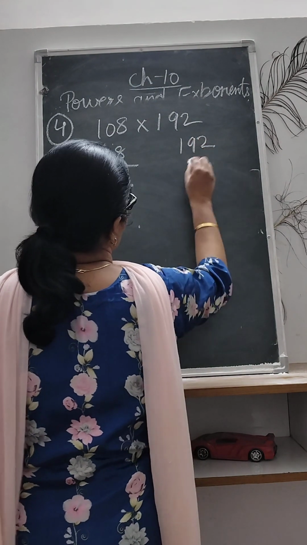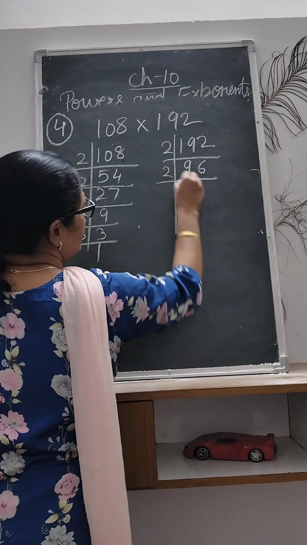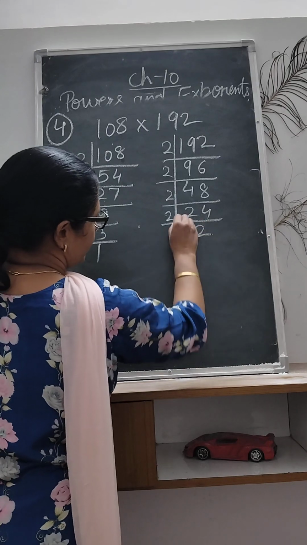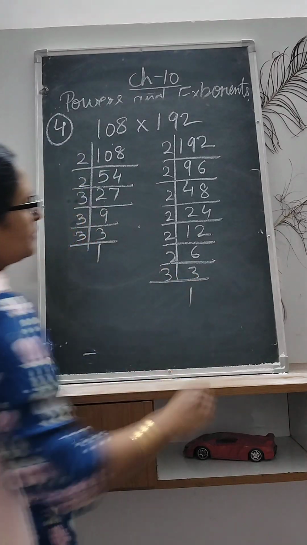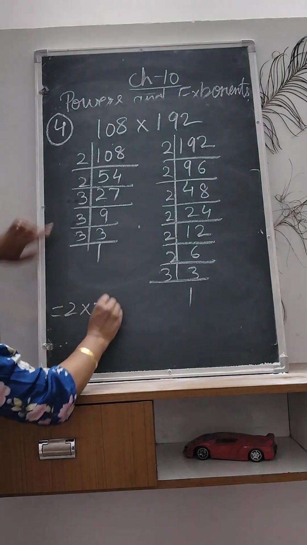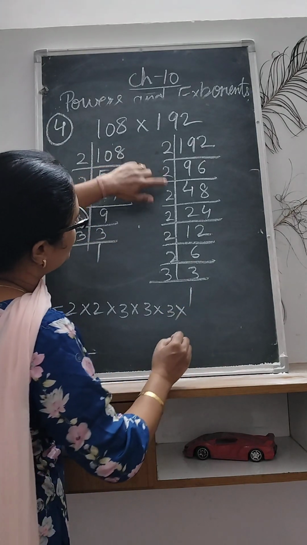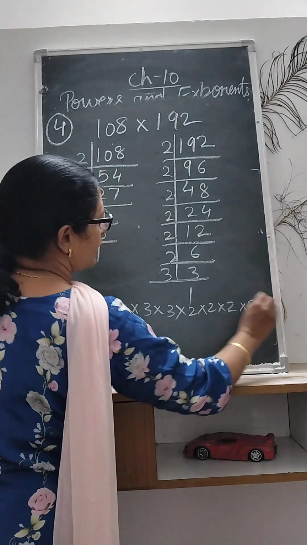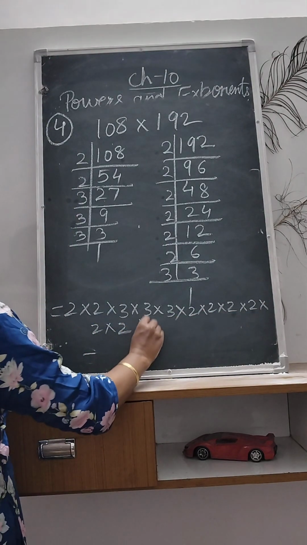So 192 is again an even number. 2 9s are 18, 2 6s are 12, 2 4s are 8, 2 8s are 16. ठीक है? So keep on dividing with 2 until we are not getting an even number. Now students, let us see how many times 2 you can write. Again now you can count 1 2 3 4 5 6 times 2, and 3.